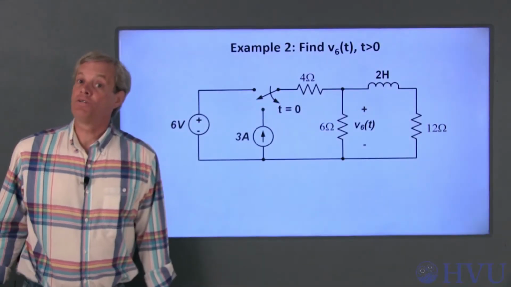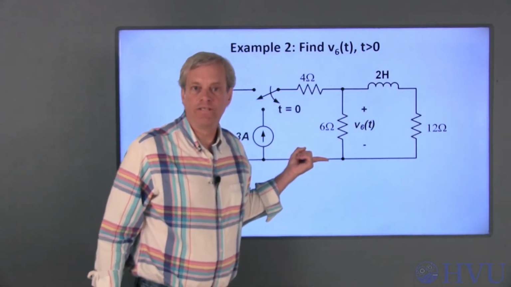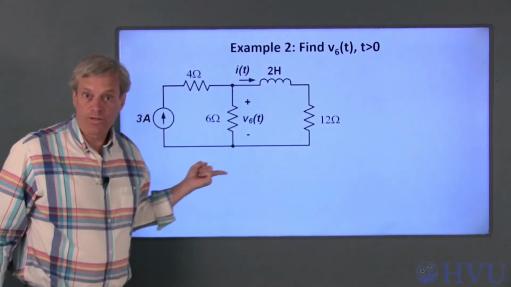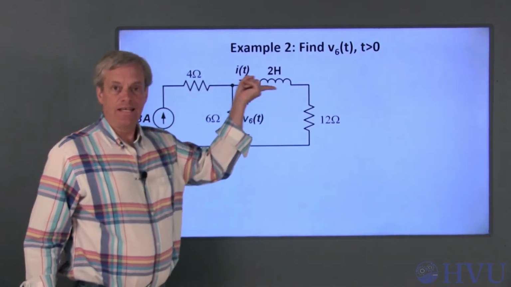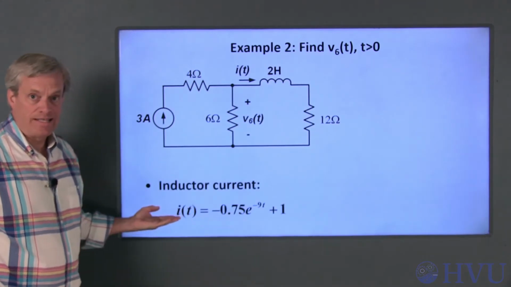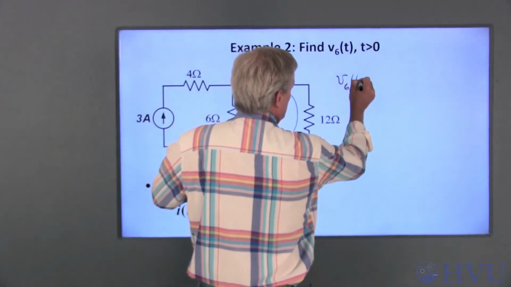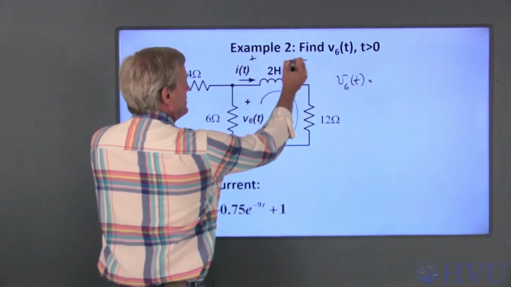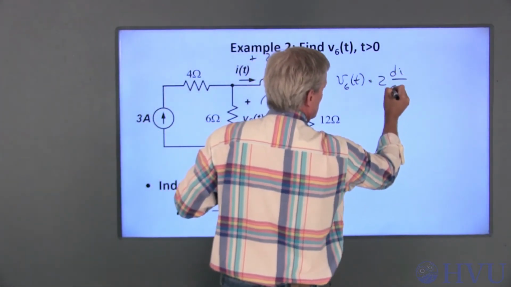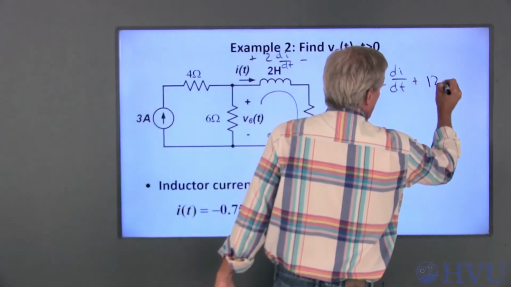My second circuit is also from a previous video, except in this example, we want to find the voltage across this 6 ohm resistor rather than the current through the inductor. For time greater than 0, this is the circuit that we're dealing with. I'm going to use this inductor current to find the voltage V6. I've already found that the inductor current is this. If I do KVL around this loop, V6 in terms of the inductor current is this voltage, 2 di/dt, plus the voltage across the 12 ohm resistor, which is just 12 times i.